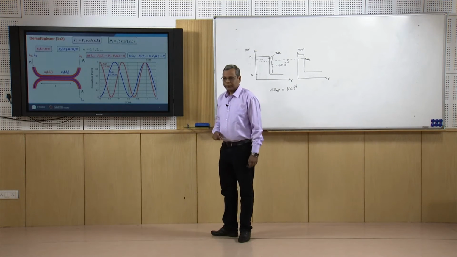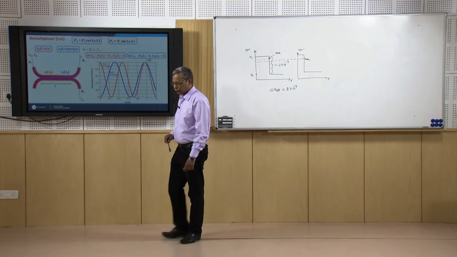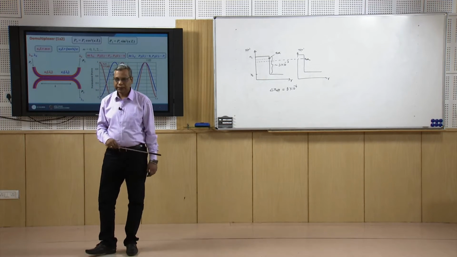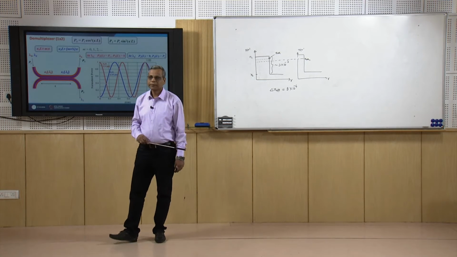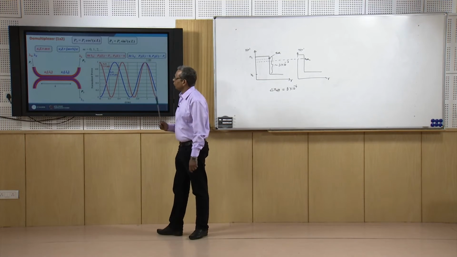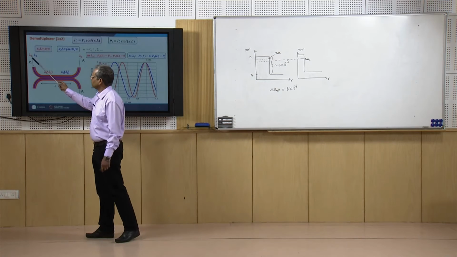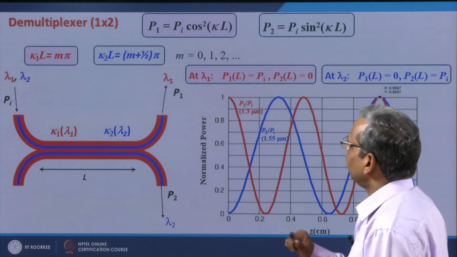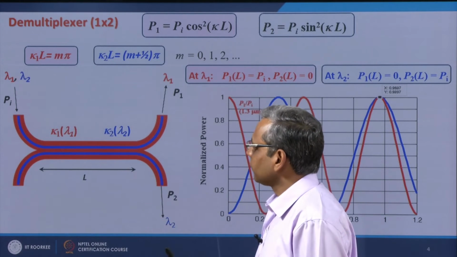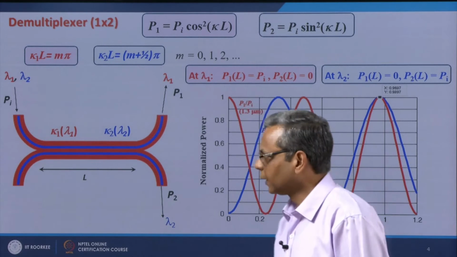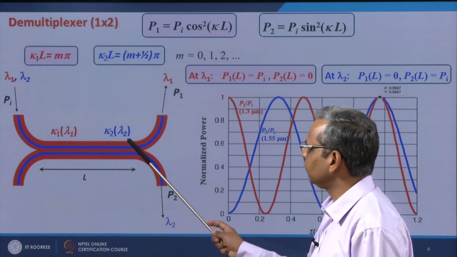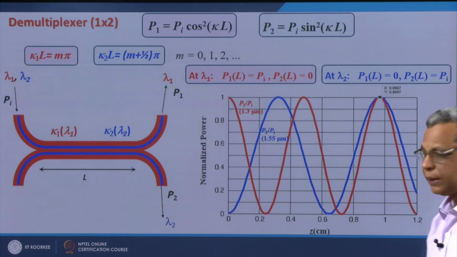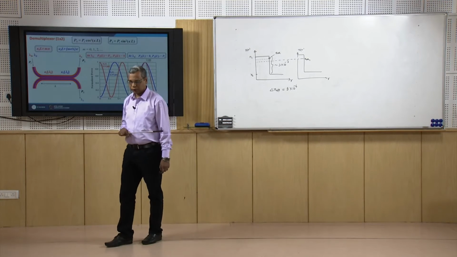Now, we can use this directional coupler for multiplexers and demultiplexers also. Here we utilize the fact that the coupling coefficient kappa is wavelength dependent. So, if we send two wavelengths lambda 1 and lambda 2 through this device, then what will happen? Let us say at lambda 1 the coupling coefficient is kappa 1 and at wavelength lambda 2 the coupling coefficient is kappa 2. We know that for the phase matched case, let us consider the phase matched case for convenience.